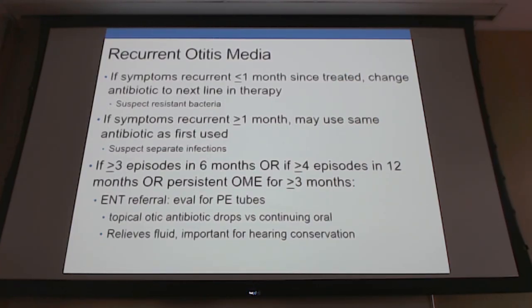Correct. If that's happened more than 3 times in 6 months, or more than 4 times in 12 months, it's considered recurrent otitis media, and that is a referral to ENT for an evaluation for tubes. Parents will often think, and I totally get it, this has happened twice, or 3 times in a year, I really want to go see ENT. It has to be 3 in 6 months, or 4 in that 1 year period.